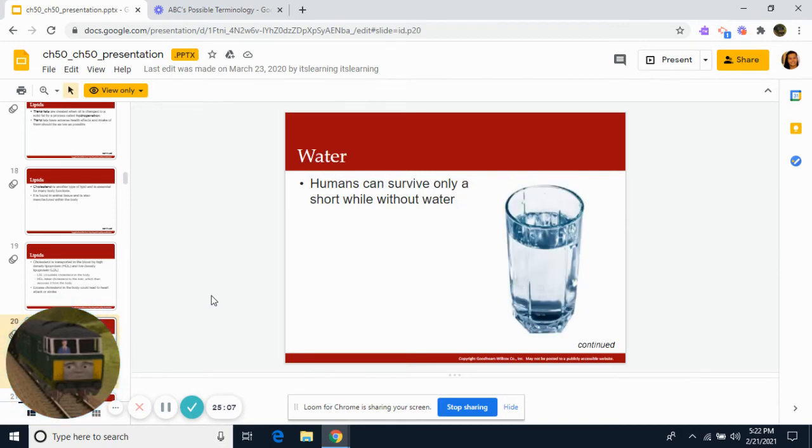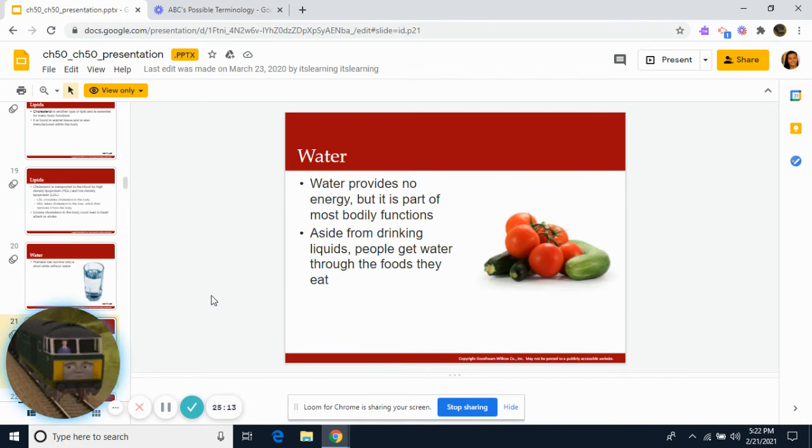Water. Humans can survive only a short while without water. Water provides no energy, but it is a part of most bodily functions. Aside from drinking liquids, people get water through the foods they eat.